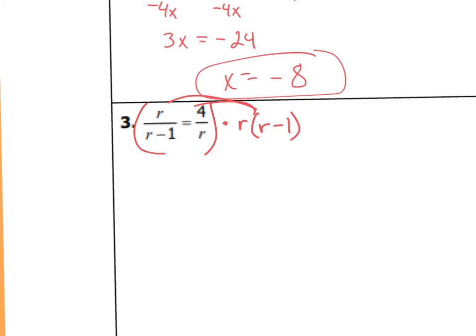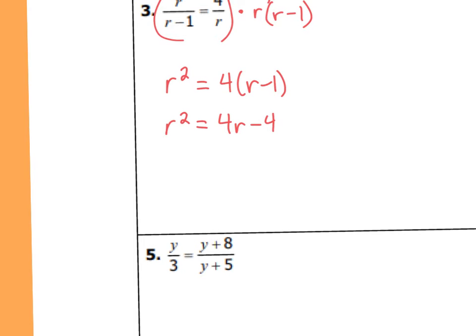What'd you say? R times R, which is R squared. Keep the equal sign. What's on the right side? 4 times R minus 1. Good. So now what does that equal? Okay. Do we see how our highest exponent now is a 2, which means I need how many answers? Oh, 2. Remember? Do we remember when we had equations like this?